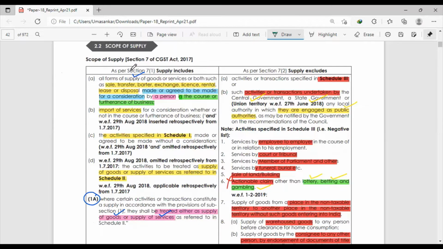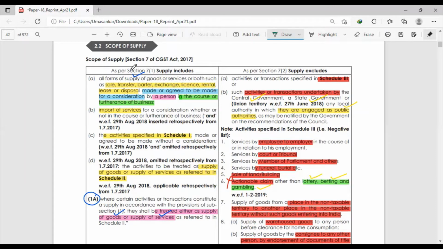Section 7, as per subsection 1, supply includes all forms of supply like sale, transfer, barter, exchange, license, rental, lease, disposal, made or agreed to be made for consideration by a person in the course or furtherance of business. Next point, import of services. Third point, activities specified in Schedule 1. Fourth point, supply of goods or services related to Schedule 2.